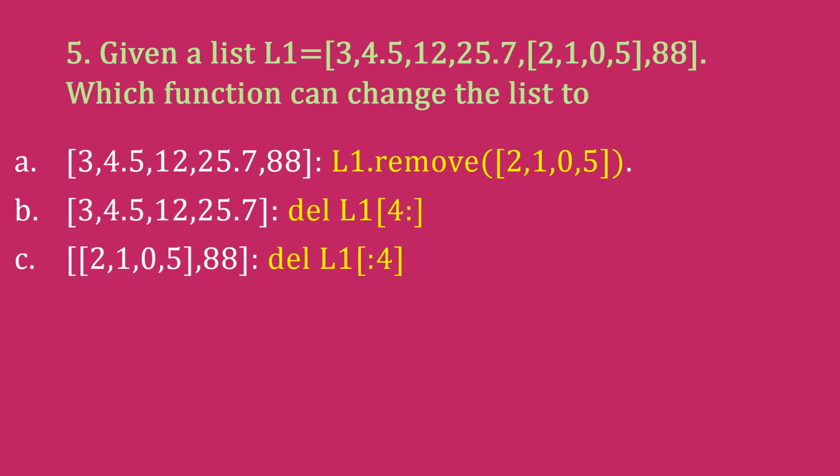The next one is, the list is containing 2105 and 88. That means it contains the elements present from index number 4 till the end of the list. So you can just delete the rest of the elements. You can use del L1 with colon 4 within it. It will delete all the elements present from index number 0 till index number 3. So these are the functions which will give you the corresponding output.